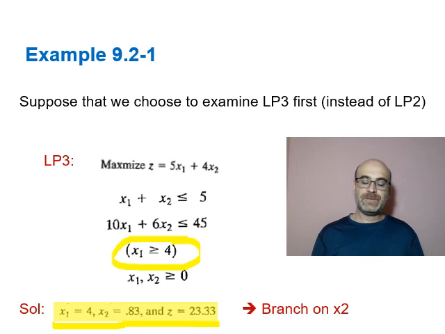Can we stop for some reason? For example, if all decision variables are integers. x1 equals 4. It's an integer. But x2 is not an integer value. It's 0.83. Okay, so we cannot stop.